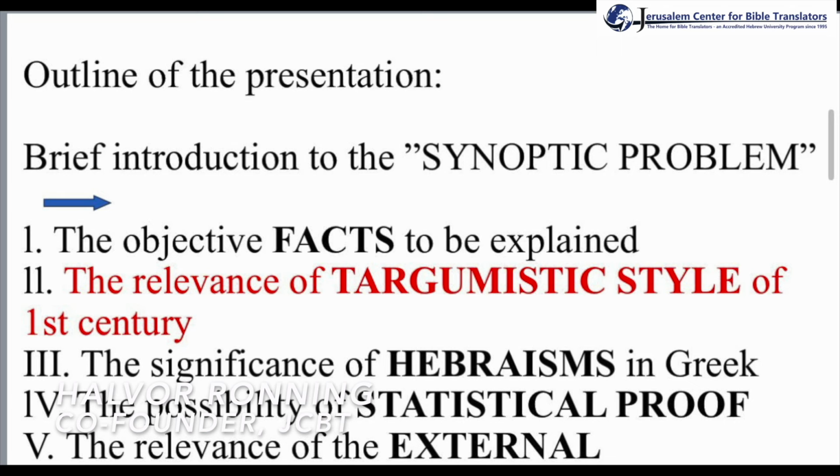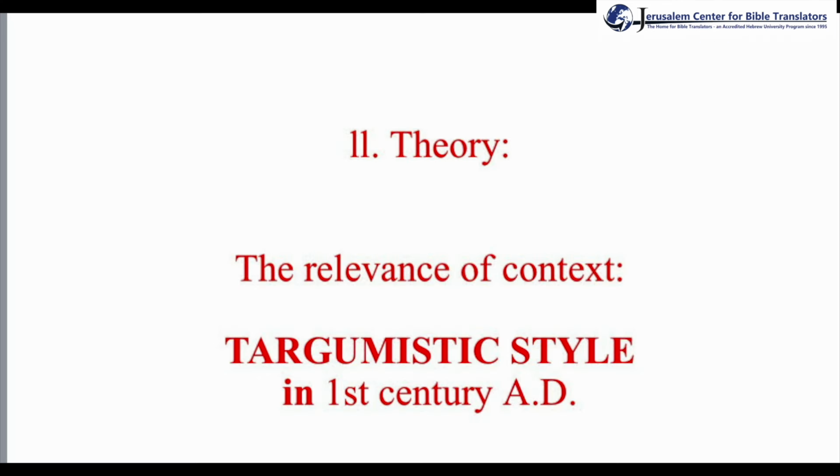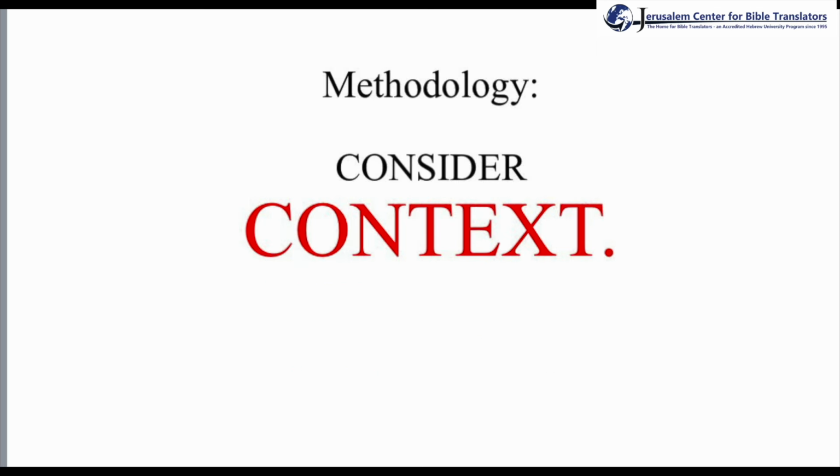We'll continue now with the second of our 5 points of outline, number 2: the relevance of the Targumistic style of writing in the 1st century AD. We have noticed facts, but now we begin the explanation, the theory to be justified. And what is the theory? The importance of context. If we want to understand a text from 2,000 years ago, we need to go back to that 1st century AD and the Targumistic style that was being developed at that time. So context is what is so important in methodology.